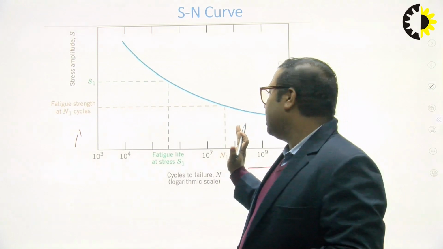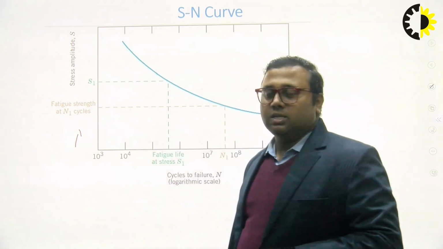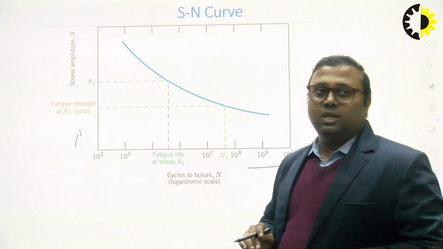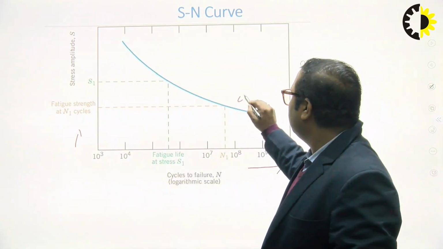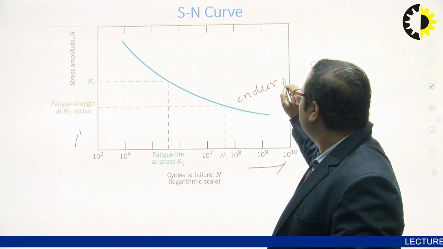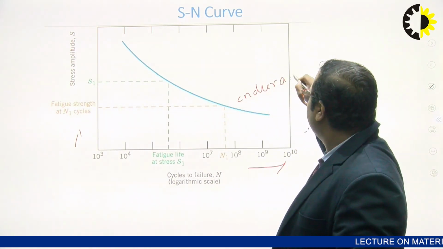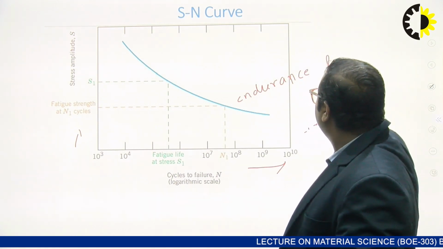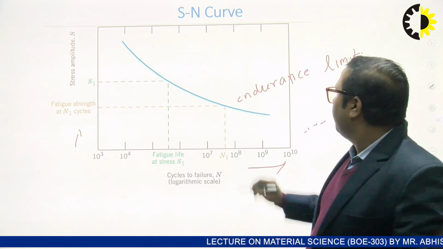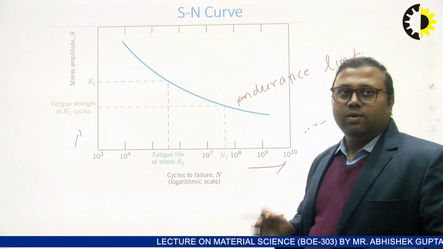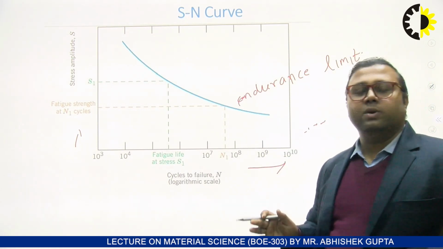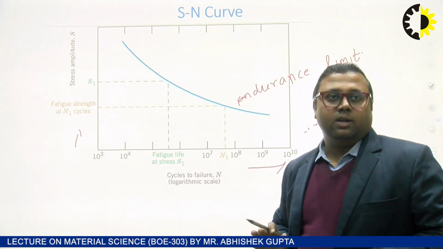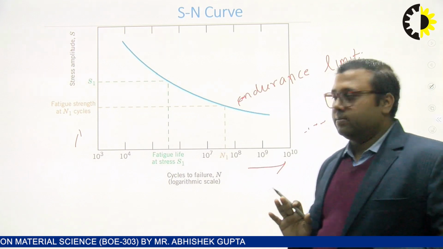When the number of cycles is more, the strength will be less, and this strength shows the fatigue strength, which is also known as the endurance limit. This endurance limit is very low, approximately 0.3 to 0.4 times the yield point failure.